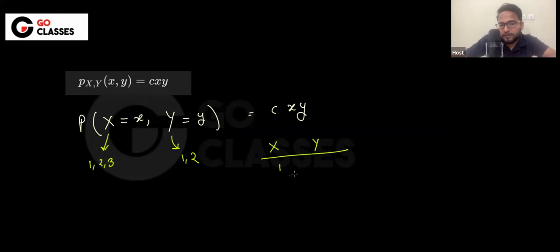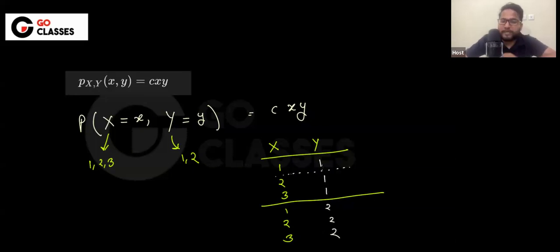Now this is 1, 2, 3, you can say 1, 2, 3. For this row let me write 1, 1, 1, and this is 2, 2, 2. So these are the possible pairs of x and y. Now, what is the probability of getting 1 and 1? This will be C. What is the probability of getting 1 and 2? You can just multiply. This will be 2C. This will be 3C. This will be 2C. This will be 4C. This will be 6C.